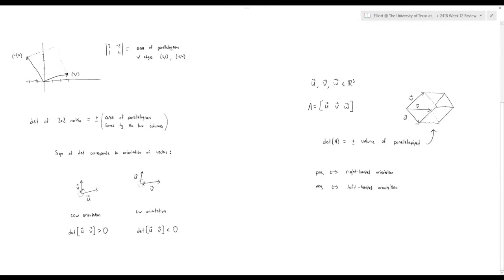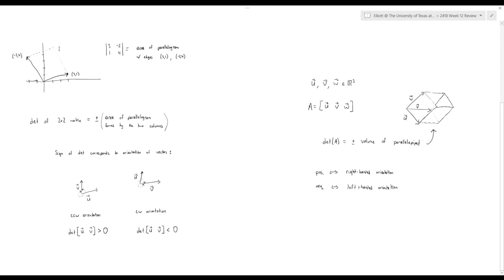And maybe for those of you who have taken physics, I know in physics they often talk about right-hand rules for a lot of the formulas. So that's related to what we're talking about here with a right-handed orientation versus a left-handed orientation. So that's what the sign corresponds to. It corresponds to the orientation of your vectors.